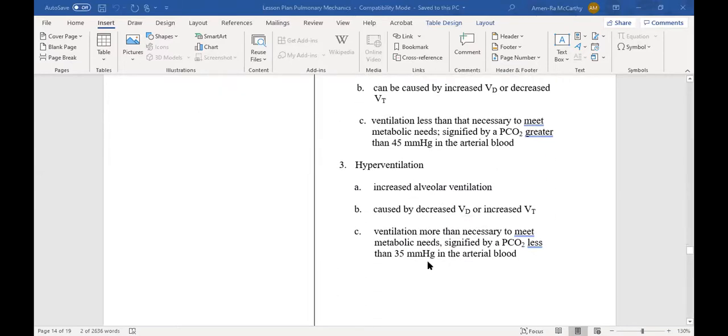45. And then hyperventilation. Hyperventilation is an increase in alveolar ventilation. It can be caused by a decrease in dead space or an increase in tidal volume. If you start breathing bigger, then you're going to start having a lower CO2, which will be less than how much? 35. There you go.